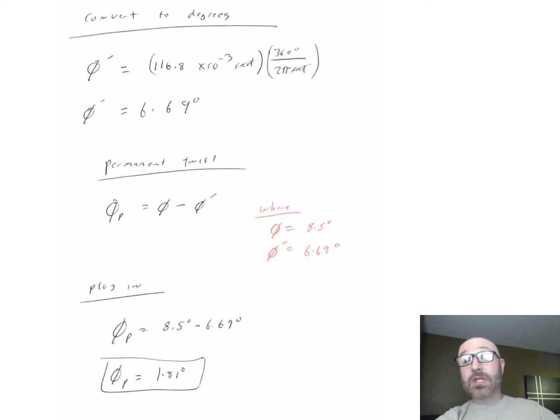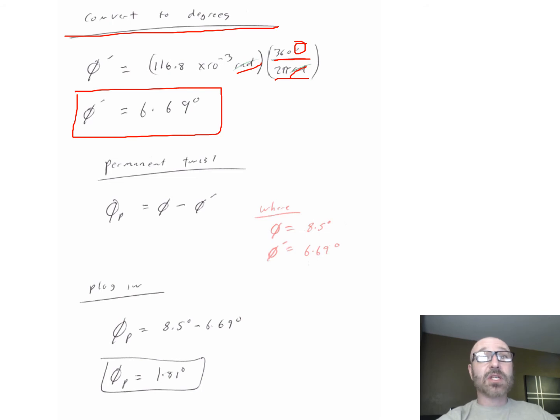From there, if we want this in degrees again as well, we use that same conversion. If this is in radians, we know it's 360 degrees for 2 pi radians. Radians cancel with our radians, and we're just left with degrees as our units. Doing our math out, we end up with phi prime equal to 6.69 degrees.